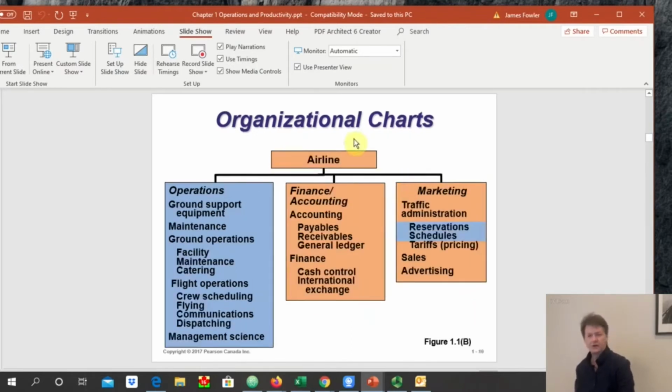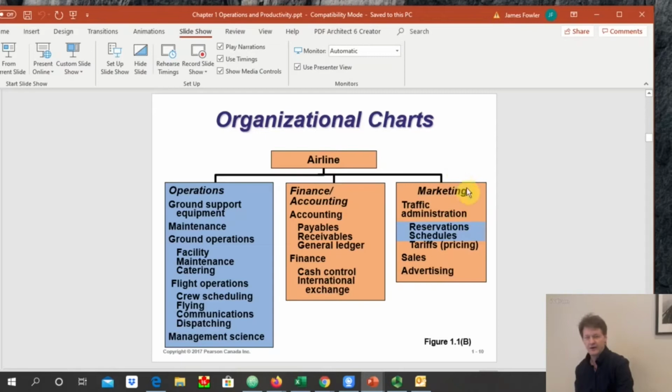If we take a look at an airline's organizational chart, again, we look at those three headings: operations, finance, and marketing. For operations, we've got ground support equipment and maintenance, of course, on all the planes and the runways. Facility management, catering, all of that stuff falls into the operations areas of responsibility. Accounting and finance: payables, who does the company owe money to? Receivables, who owes the company money? A general ledger, basically tracking all the transactions going on within the organization. And marketing: traffic administration, reservation scheduling, tariffs and pricing, sales, advertising.